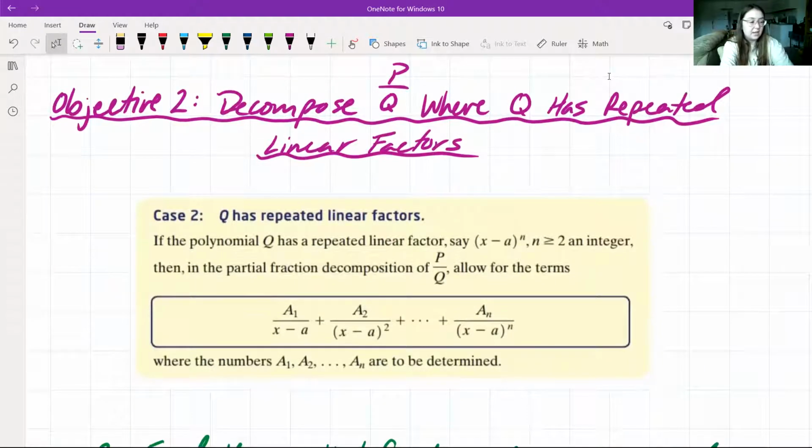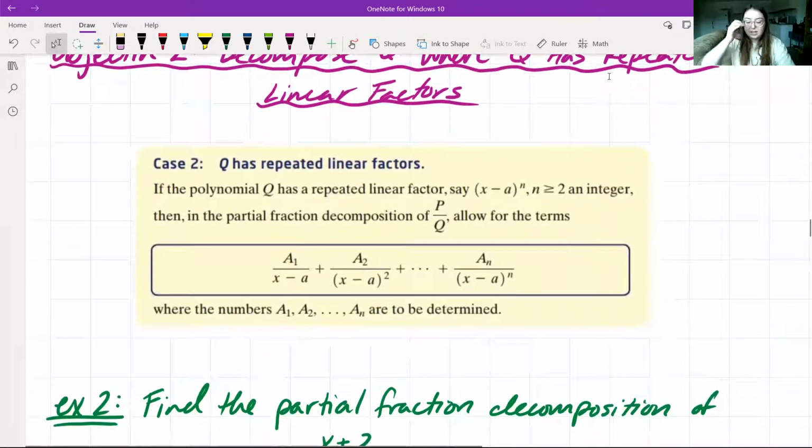So, all right. Objective 2, we want to decompose P over Q, where Q has now a repeated linear factor. So what we just saw was non-repeated linear factors. Now we have repeated linear factors. So this is going to be x minus 2 times x minus 2, or x minus 2 squared, something like that.